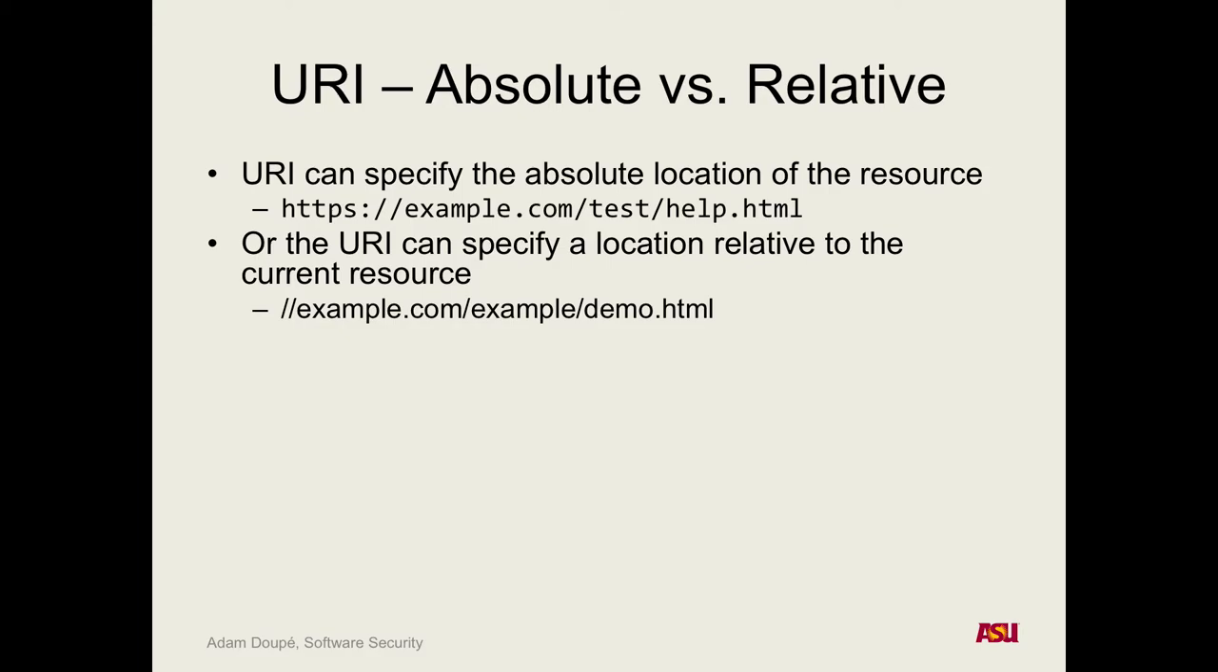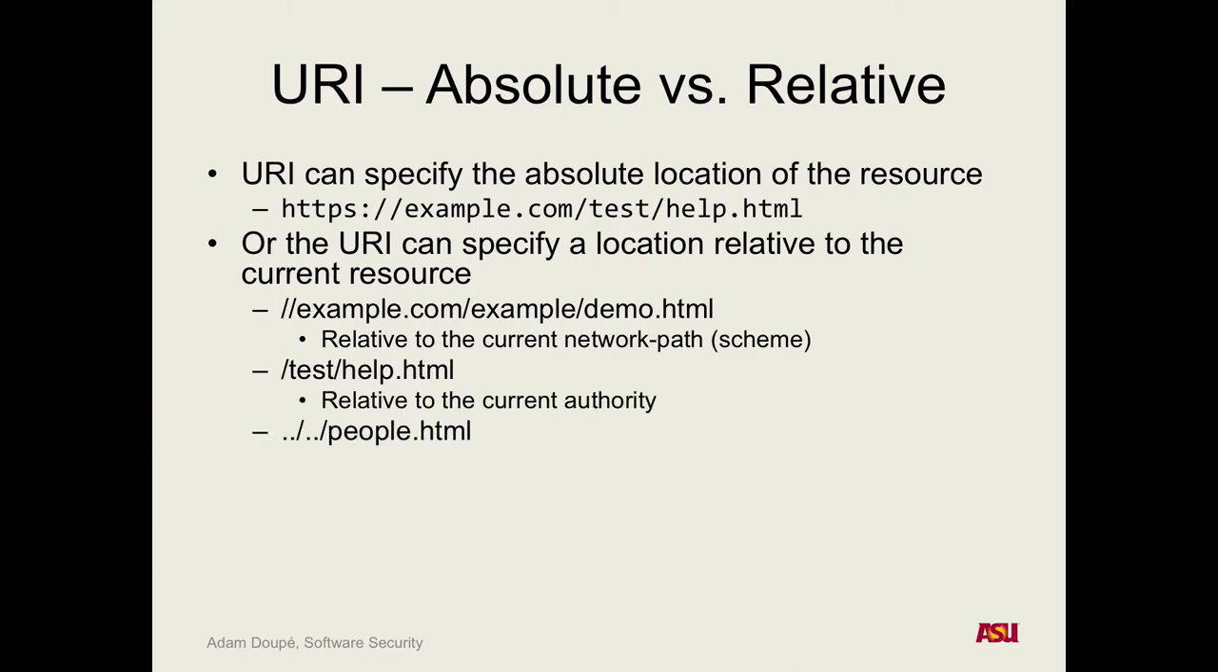And relative URIs are a syntax of their own. So here, this means use the same scheme that you are using to access this page, but use that scheme to access example.com/example/demo.html. So if you're running this from a page that you got from an HTTP response, this will make a different request than from an HTTPS response, because it will use the scheme of the enclosing page. So /test/help.html will be relative to the current path. So the scheme and authority here remain the same. And this one that we've seen, ../././, is relative to the current scheme, authority, and path.